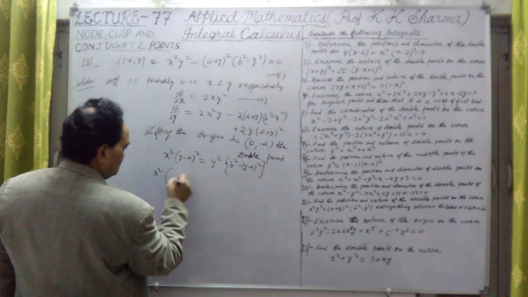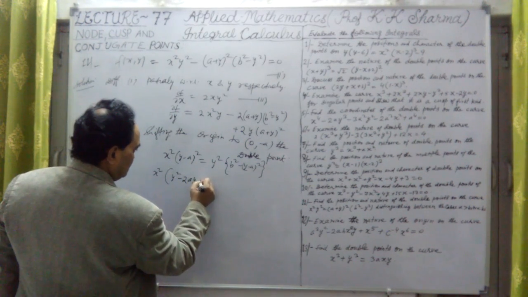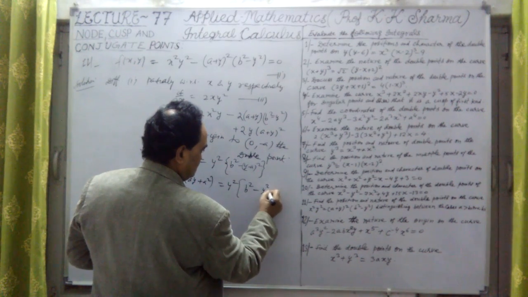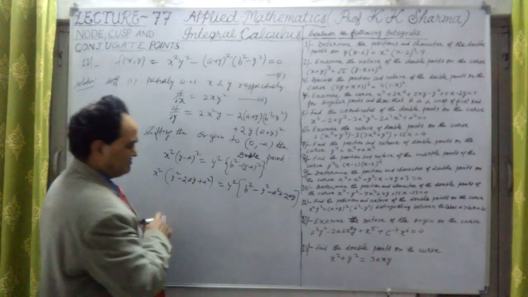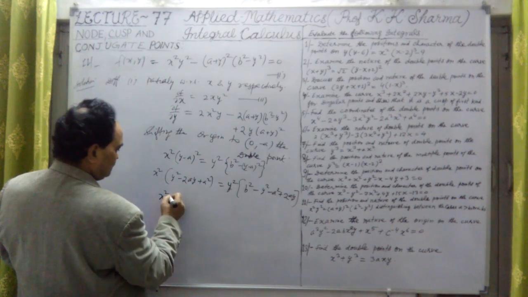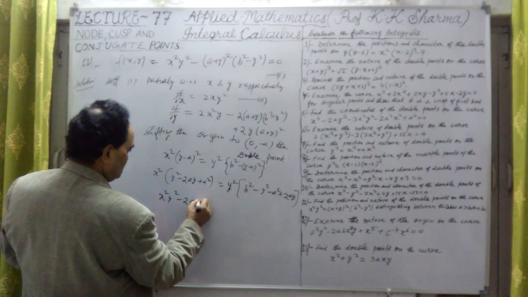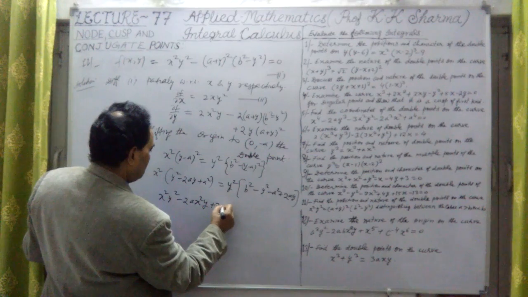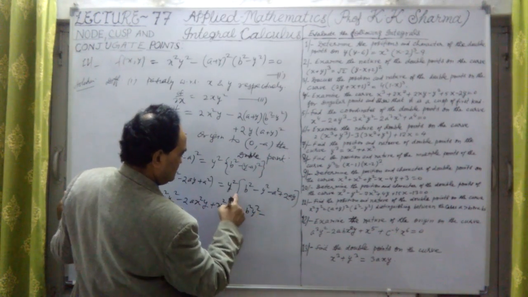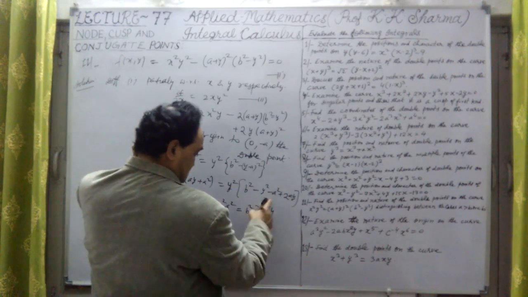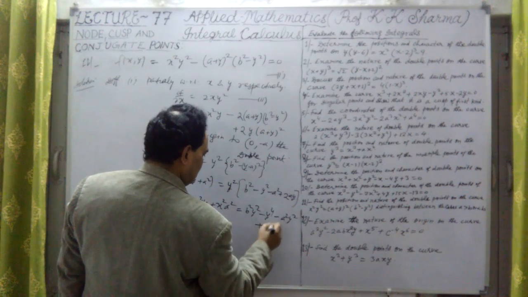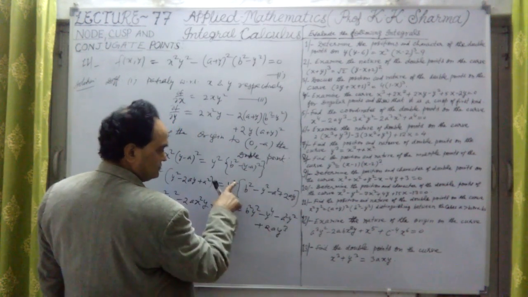It will give us x square. If I open this, this is y square minus 2ay plus a square, equal to y square. If I open this also, this is b square minus y square minus a square plus 2ay. Okay, so let me open this whole equation. It will give us x square y square minus 2a x square y, plus x square a square, equal to b square y square minus y to the fourth. Minus a square y square, plus 2a y cube.